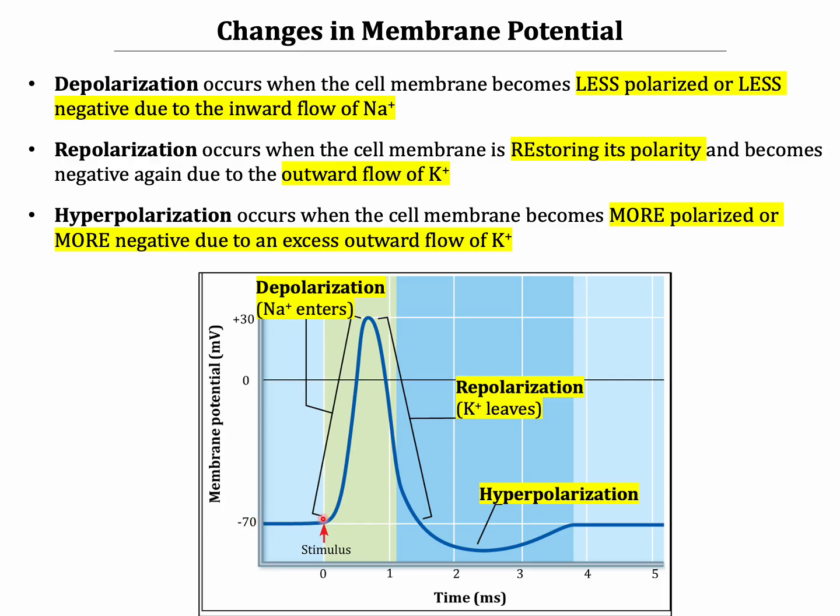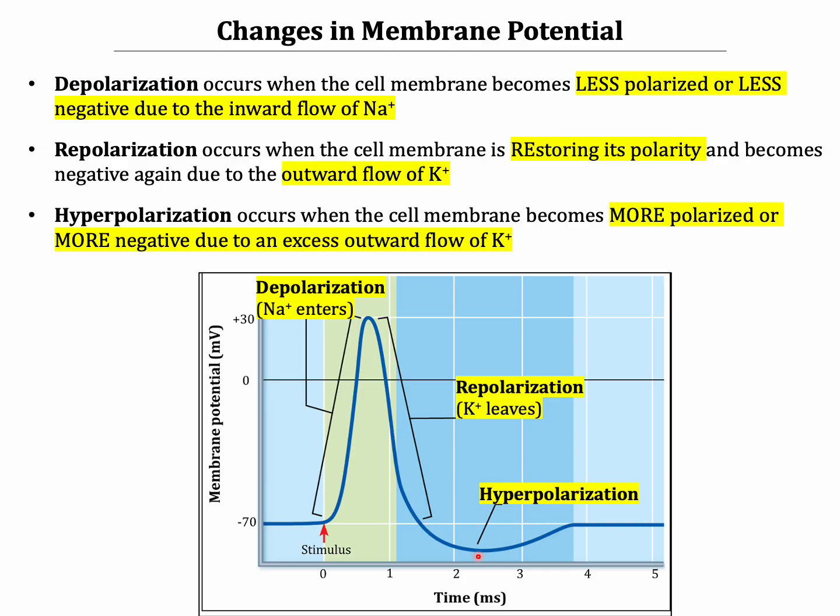And then if a stimulus is applied, it causes depolarization. The depolarization is due to sodium ions flowing into the cell, making it less polarized or less negative. Action potentials peak at about positive 30 millivolts. Following that stimulus, following that excitation, repolarization will occur, bringing that cell back to rest. This is due to potassium ions flowing out of the cell.